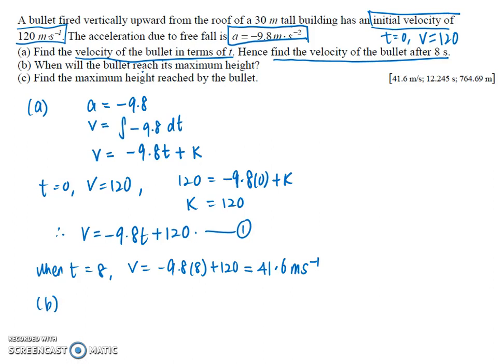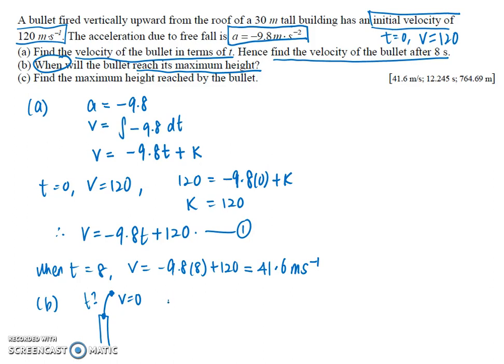Now let's take a look at part B. Now when the bullet reaches its maximum height, when is that going to happen? So we have a bullet shot from a building. It flies all the way up. At that very instant, this time that we want to find, the bullet actually stays stationary for that very second. So we want to find the time that happens.